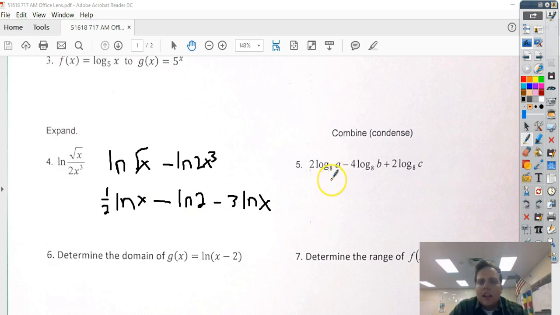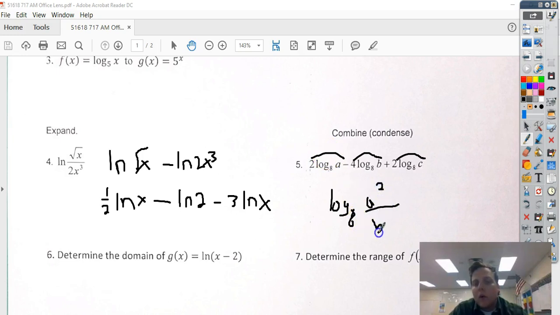All right, this one says to condense. Okay, remember guys, basically here's the thought. If it's positive, it goes in the numerator. If it's negative, it goes in the denominator. So this 2 can move in and become a power. This 4 can move in and become a power, and this 2 can move in and become a power. So we get log base 8. Now, we have a positive a squared over b to the 4th. And then this, where does this c squared go? Well, it's positive, so it goes in the numerator.